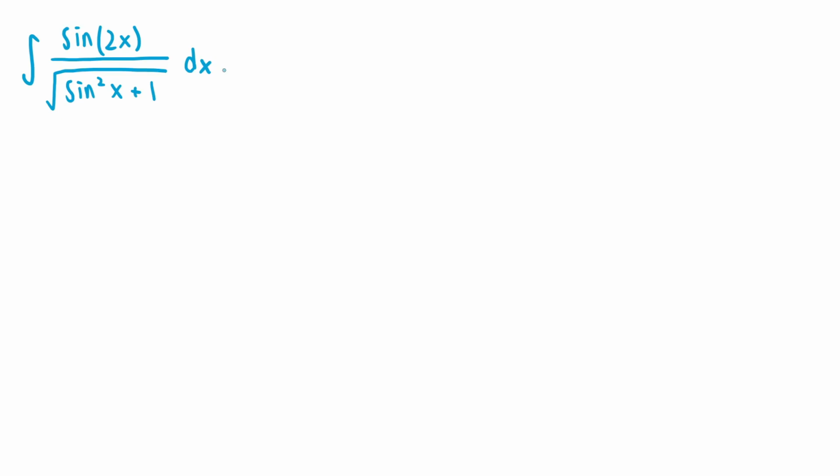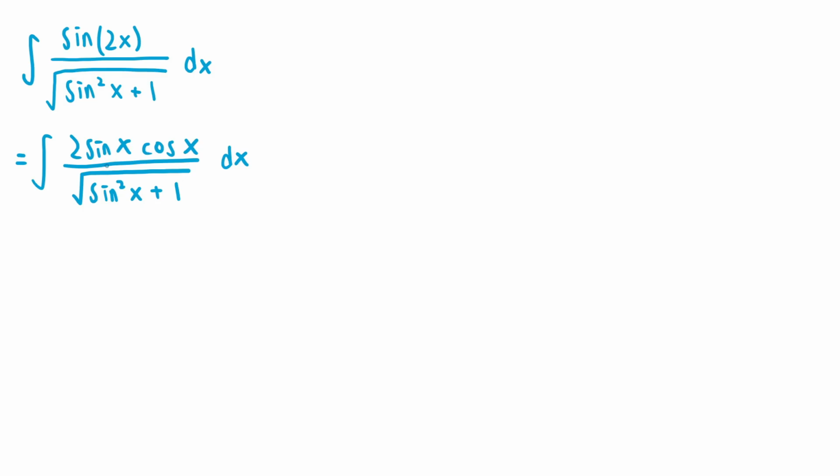We can use the double angle formula, sine of 2x equals 2 sine x cosine x, to rewrite the numerator as 2 sine x cosine x, and the denominator stays the same. So this is just 2 sine x cosine x divided by the square root of sine squared of x plus 1 as the new integrand. The great thing about rewriting the integrand in this form is that we now have a single cosine x term in the numerator, with the rest of the expression in terms of sine of x.